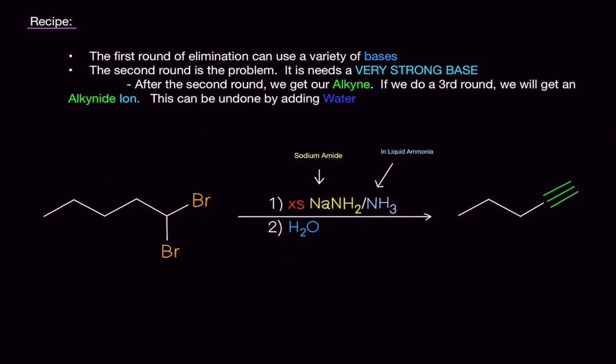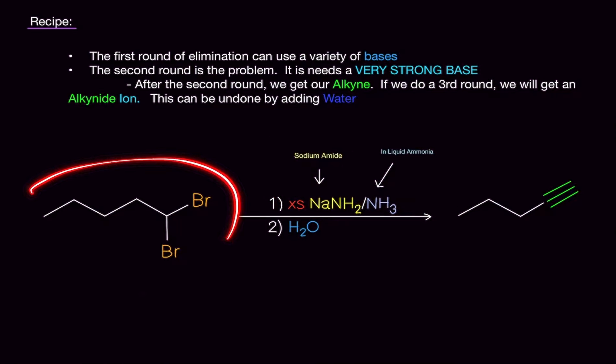Now, if we do a third round, we would get an alkanide ion. This can be undone by adding water. So you're probably like, I don't get this. You will see when we do the mechanism what I'm talking about. Now, it is very hard to control how much base you put in the reactant, in the beaker. That's what I'm trying to say. That's why I put this last part here. So what we do is rewrite it as excess sodium amide in liquid ammonia.